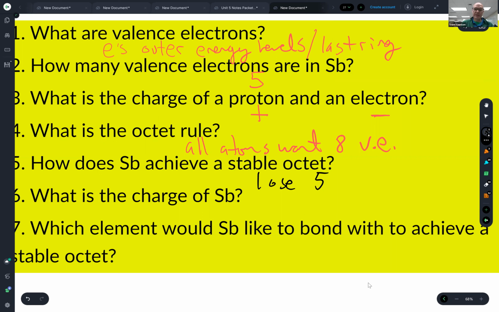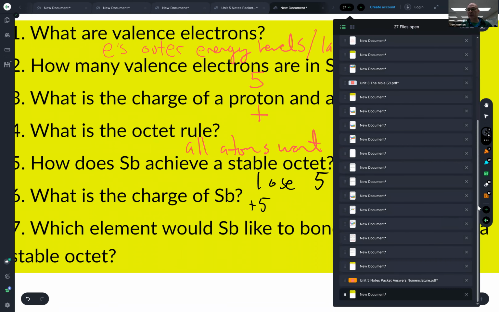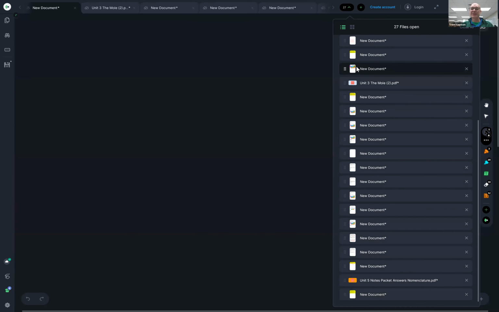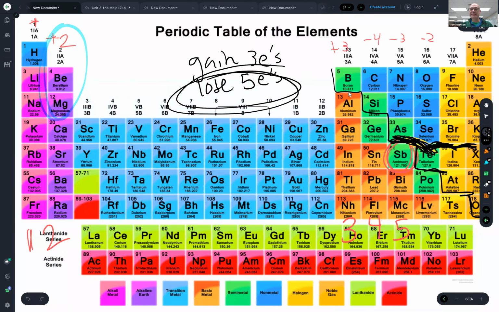What is the charge of Sb? Because it lost all of these 5 negatives, it's going to end up with a charge of +5, which means it has more protons than electrons. Which element would Sb like to bond with? Well, it's going to have to find someone out there who needs 5 valence electrons. That's going to be a rare one. So let's see if there's anyone who would be willing to steal 5 electrons.